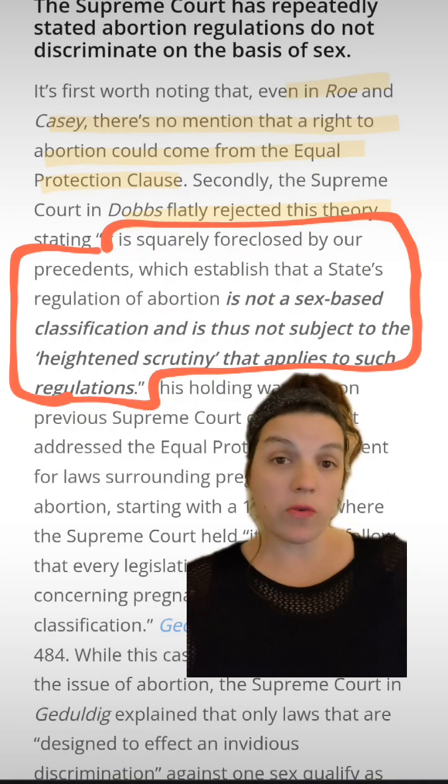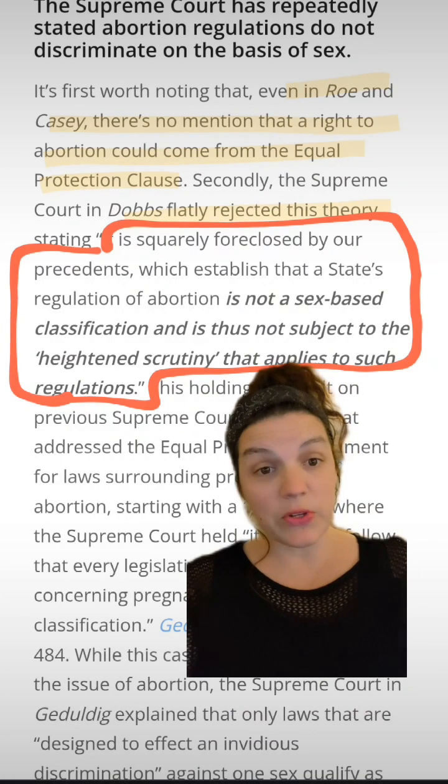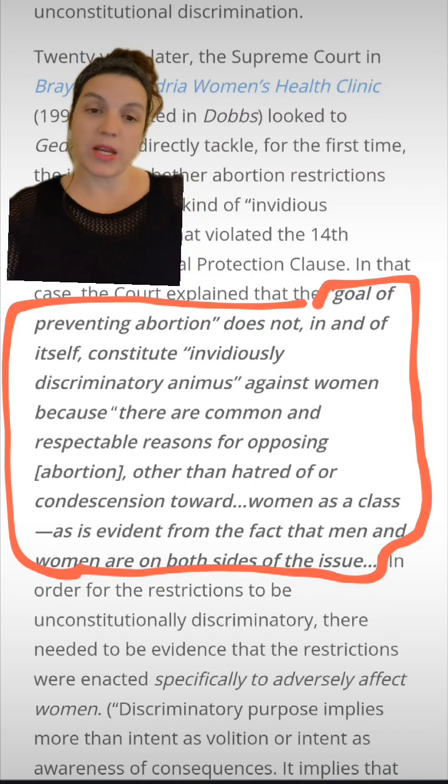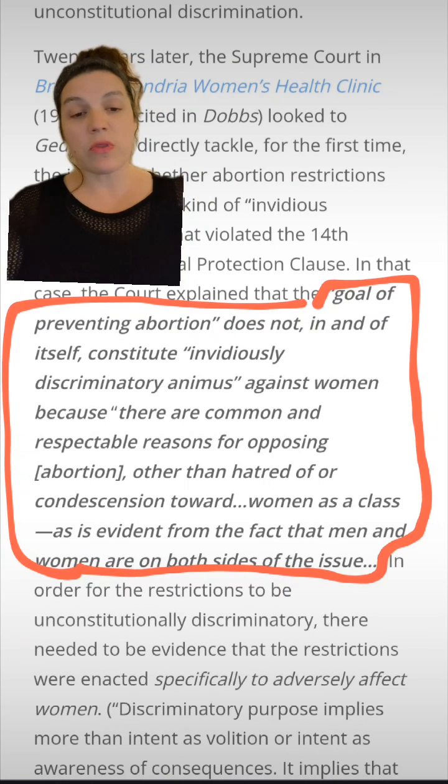It's worth noting that in Roe v. Wade and Casey v. Planned Parenthood, they didn't even bring up this argument. And in Dobbs, they flatly rejected the theory, stating it is squarely foreclosed by our precedents, which establish that a state's regulation of abortion is not a sex-based classification and is thus not subject to the heightened scrutiny that applies to such regulations. In one of those precedents, the Supreme Court explained there are common and respectable reasons for opposing abortion other than hatred of or condescension toward women as a class, as is evident from the fact that men and women are on both sides of the issue.